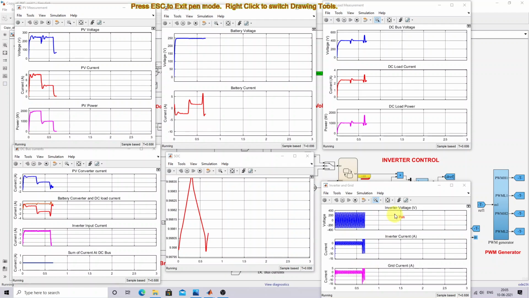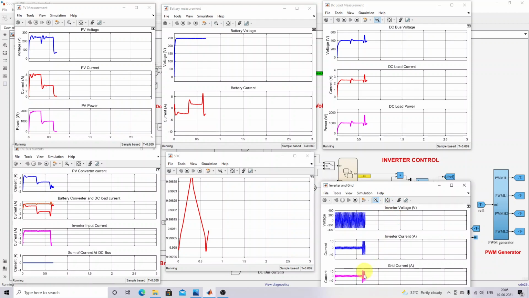Because of this, what will happen? The battery is going to be in charging mode, right? It changed from discharging mode to charging mode, okay. And also the DC load receives the power, right?